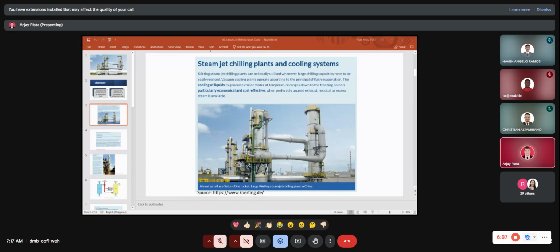So when we say steam jet refrigeration system, it is a refrigeration technology that utilizes steam to produce cooling. It works by expanding steam through a nozzle to create a high velocity jet. This jet entrains and cools a secondary fluid, which is then condensed to remove heat and provide refrigeration. So that's the concept of steam jet refrigeration. It utilizes steam to produce cooling.